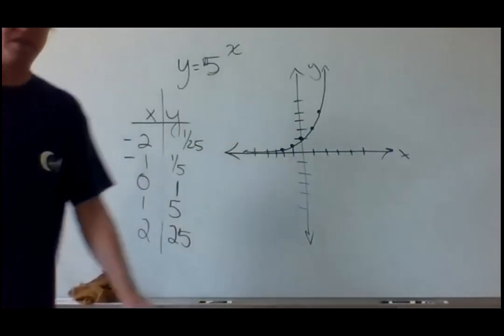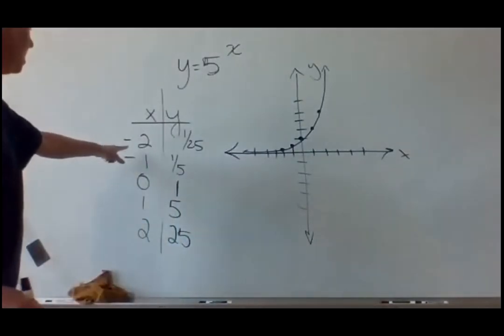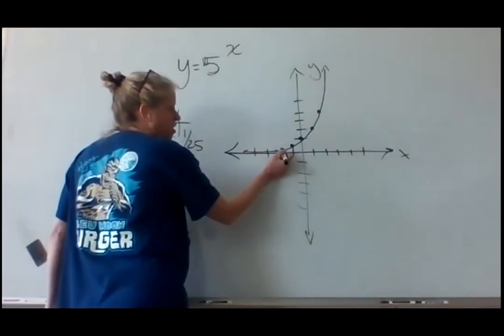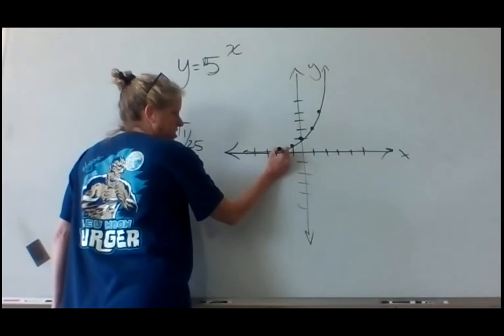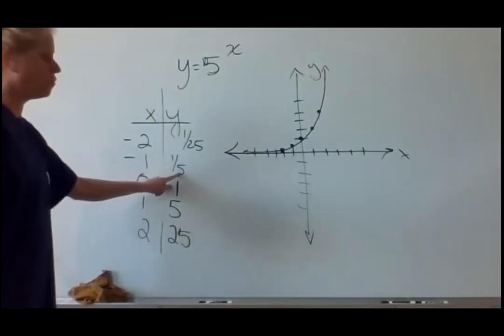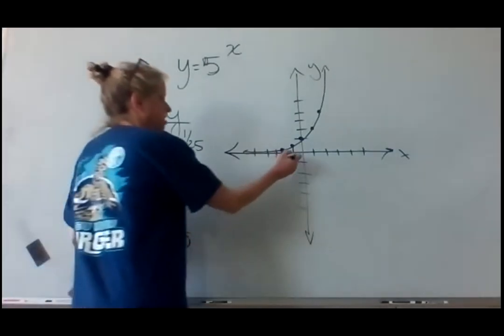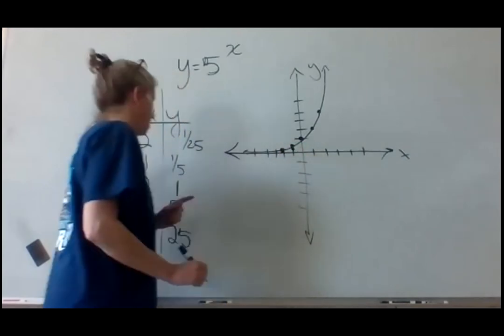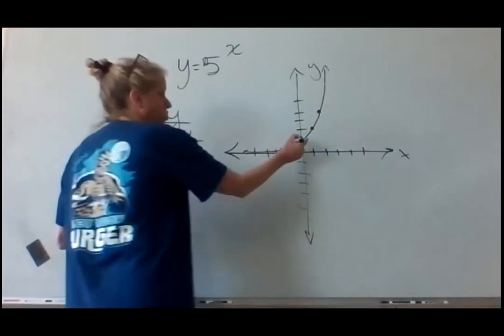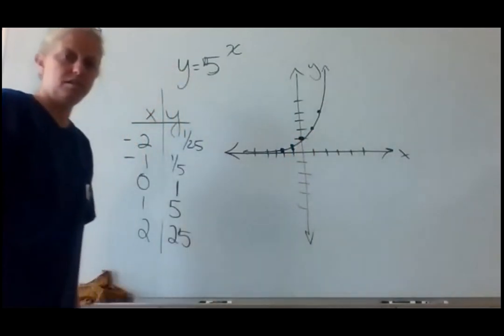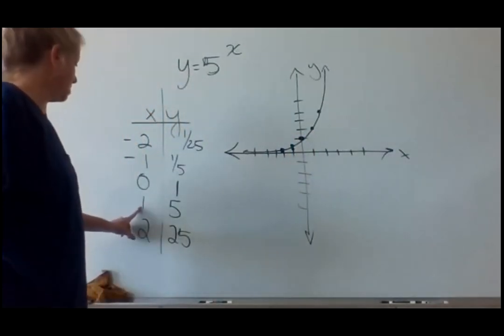So I'll just do it here. So -2, 1/25. So left 2, up just barely. It's going to look like I'm starting off making the same graph. -1, 1/5. So -1, just up barely. 0, 1. So it actually has this same point. 0, 1. But then look what happens.